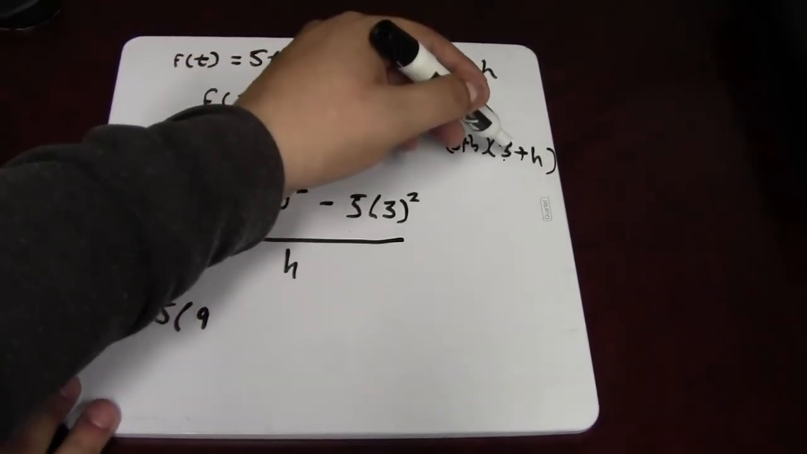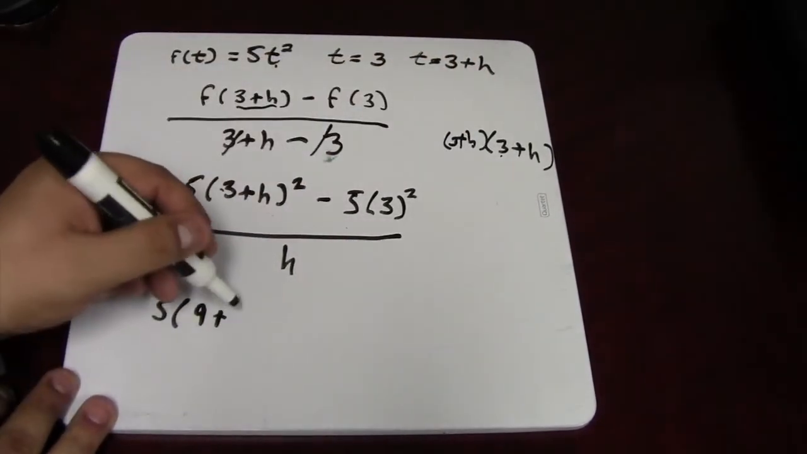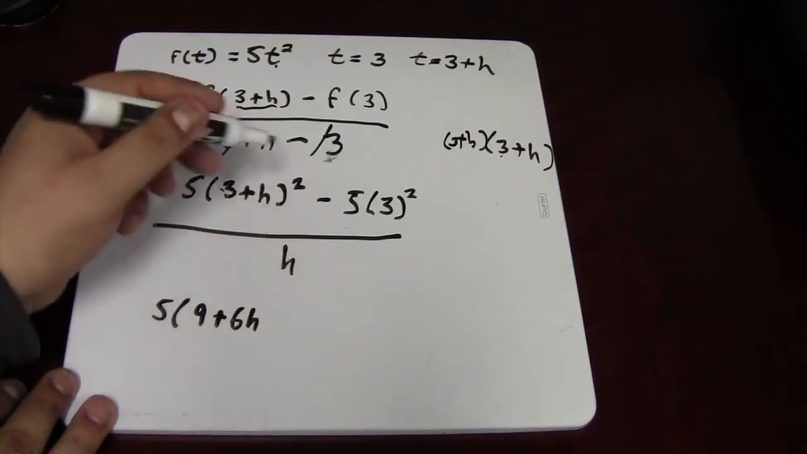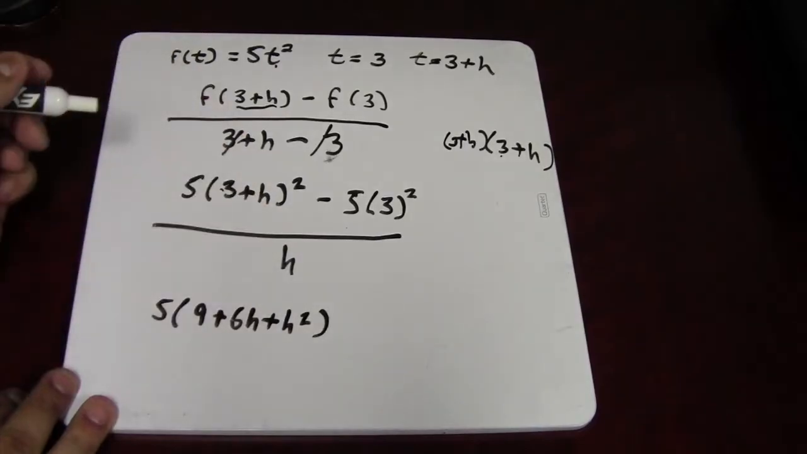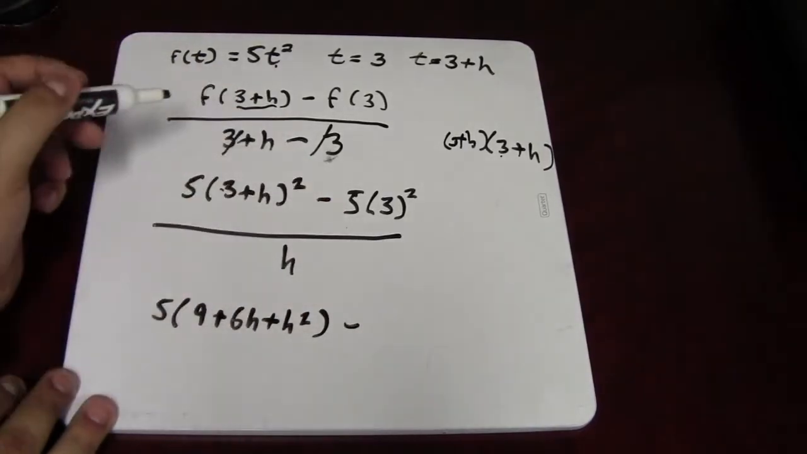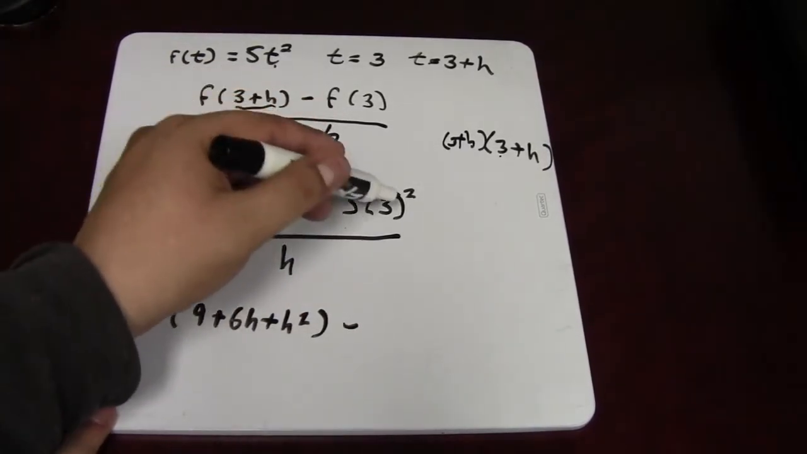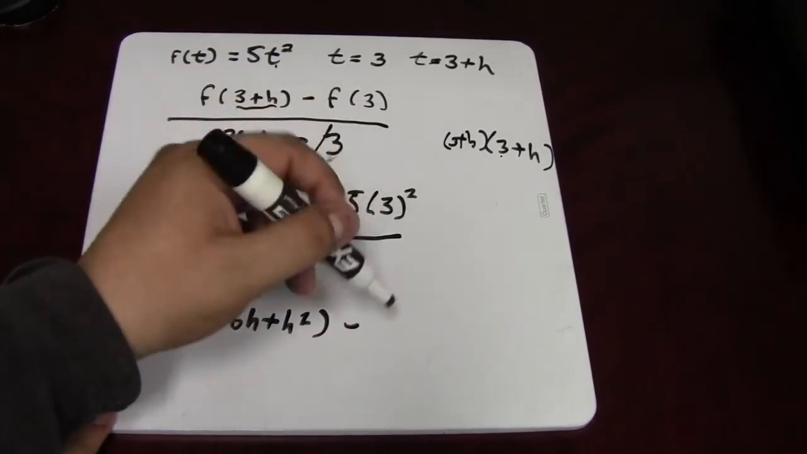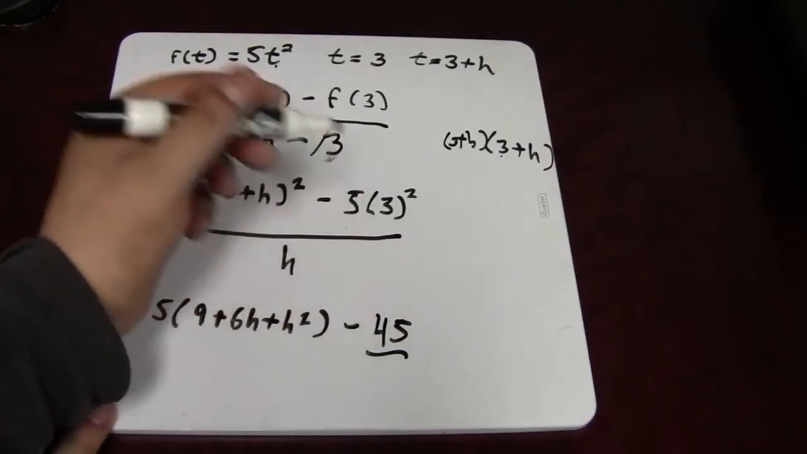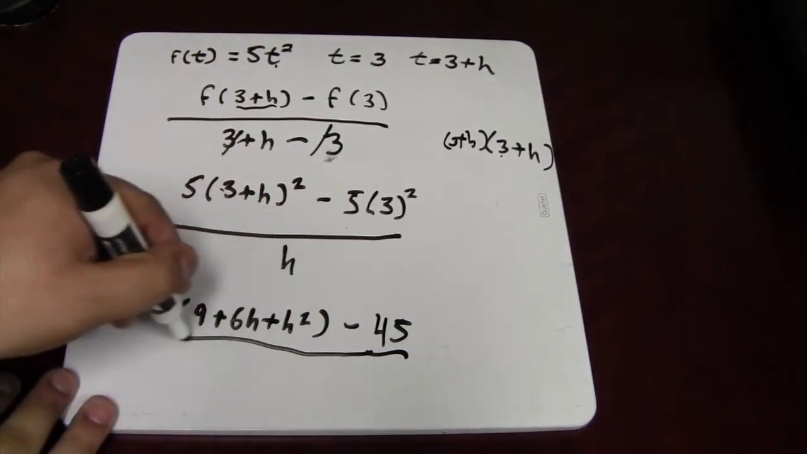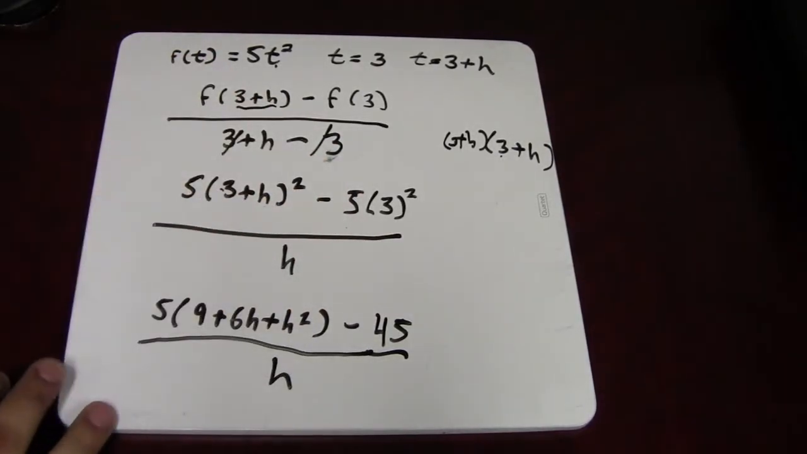And then we would have plus 3h and plus another 3h, so that's plus 6h plus h squared. Minus, now this can become 45 here, because this is 9 times 5. All over h. So let's continue this here.